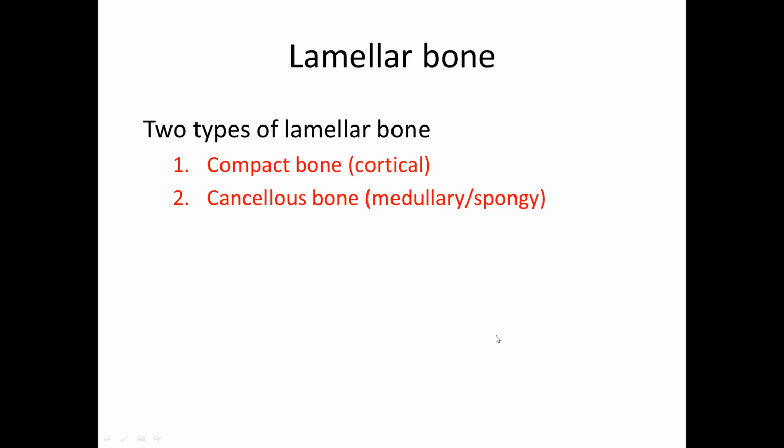Now let us learn further details about lamellar bone. There are two types of lamellar bone: compact or cortical bone, and cancellous or medullary or spongy bone. Compact bone and cancellous bone. There are different names given. You might have to remember all of them.